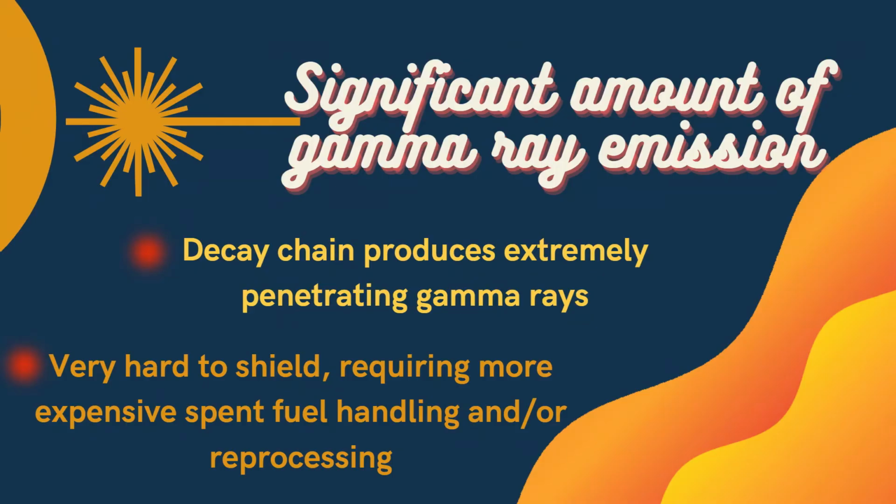The last disadvantage of a thorium-fueled nuclear reactor that will be discussed is that there is a significant amount of gamma ray emission in the short term from the irradiated thorium. This is caused by the large amount of uranium-232 in the irradiated thorium produced from the decay chain. These gamma rays are highly penetrating, which makes them very hard to shield from.